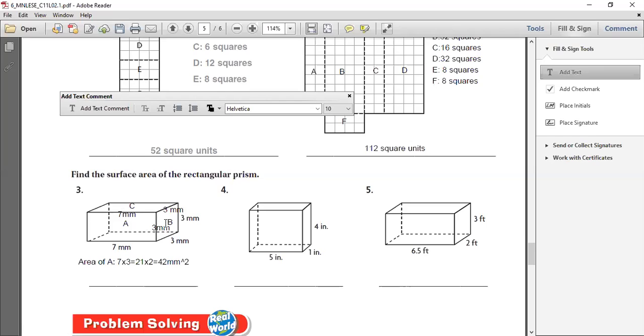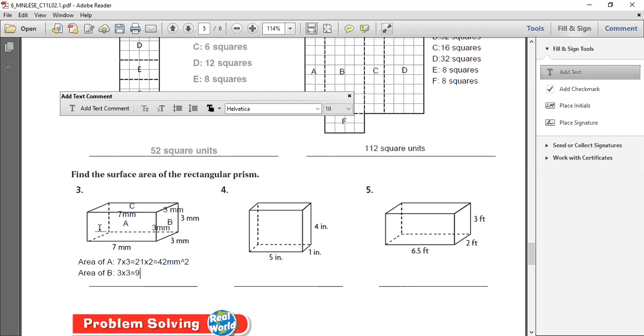Now let's move to B, which is the side. The length of B is 3 and the width of B is 3 too. So that's 3 multiplied by 3, which is 9. Is that it? No, because we have two sides, this side and this side.